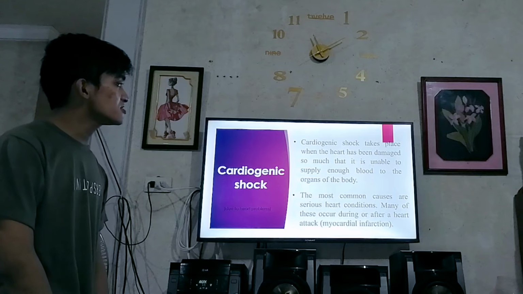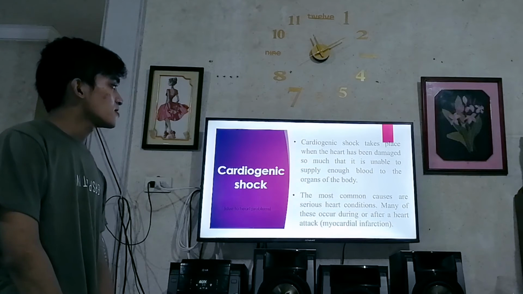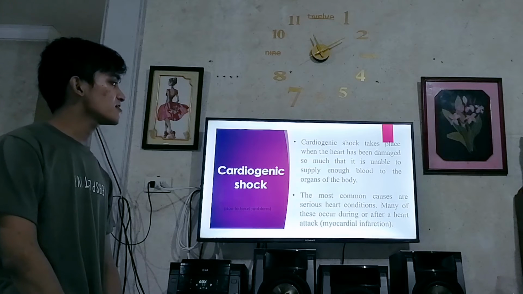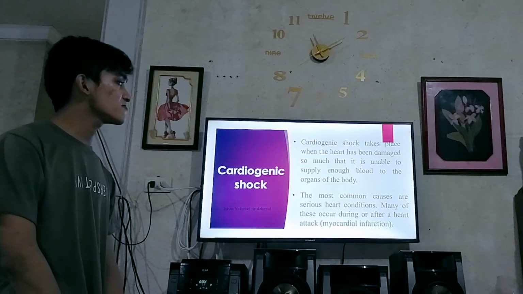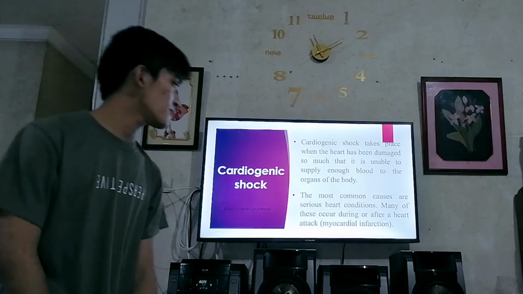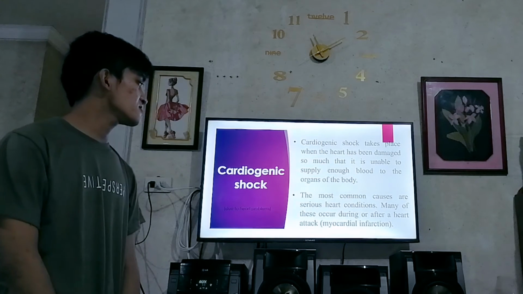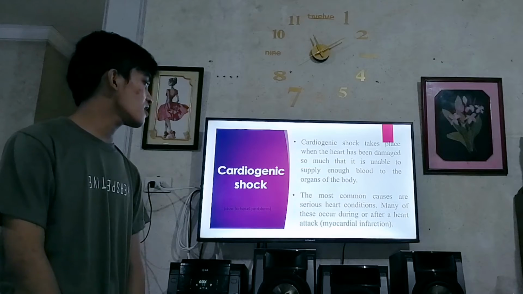Cardiogenic shock. Cardiogenic shock takes place when the heart has been damaged so much that it is unable to supply enough blood to the organs of the body. The most common causes are serious heart conditions. Many of these occur during or after a heart attack.